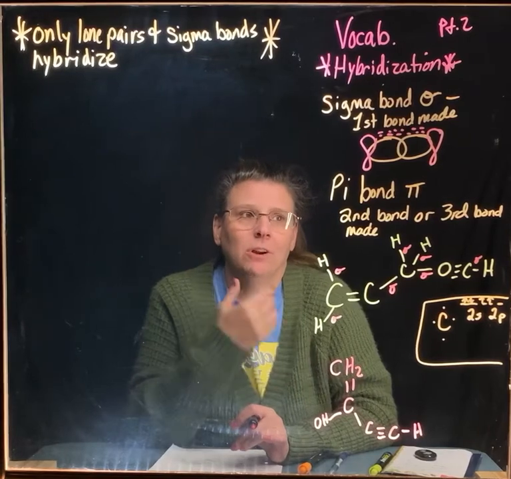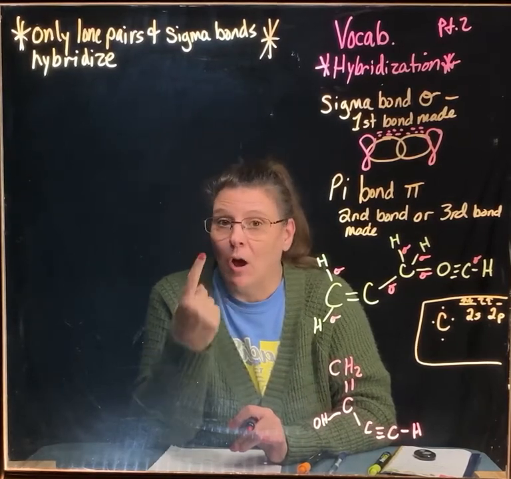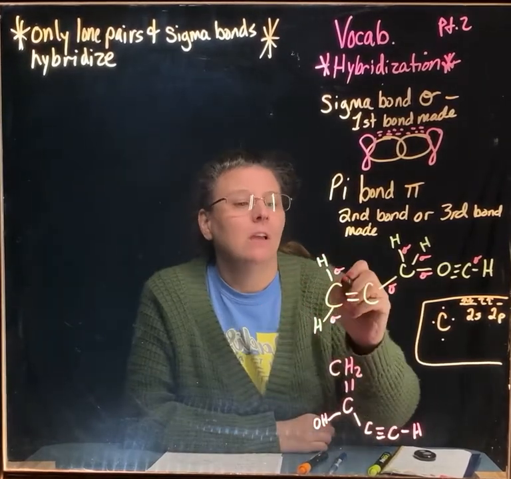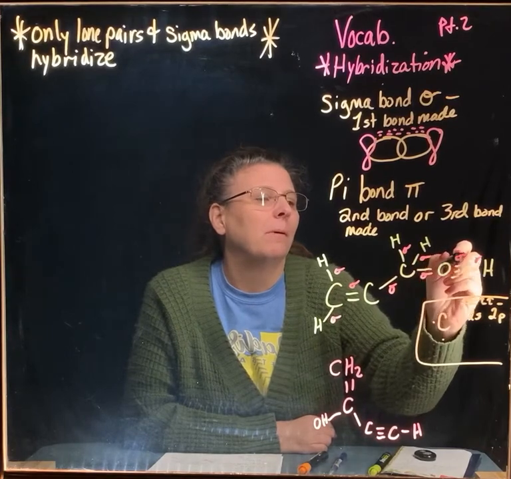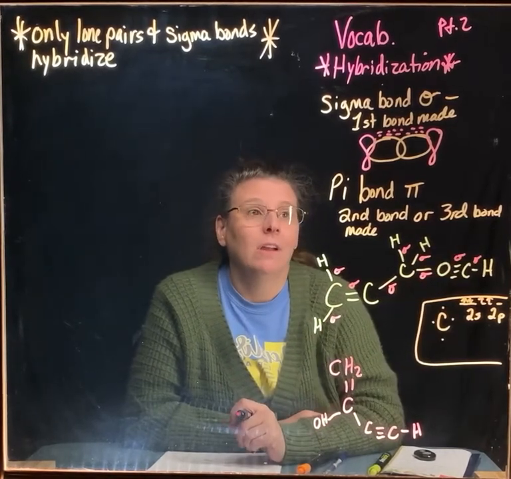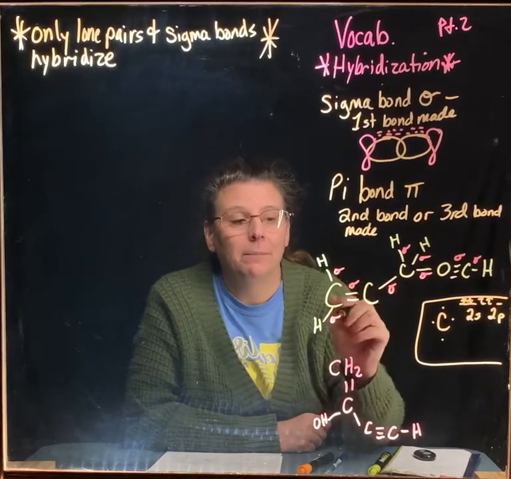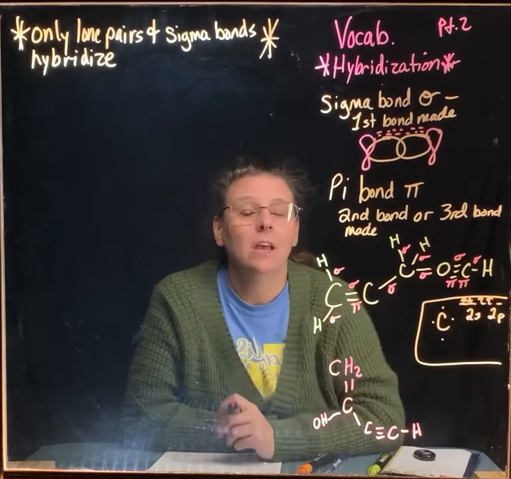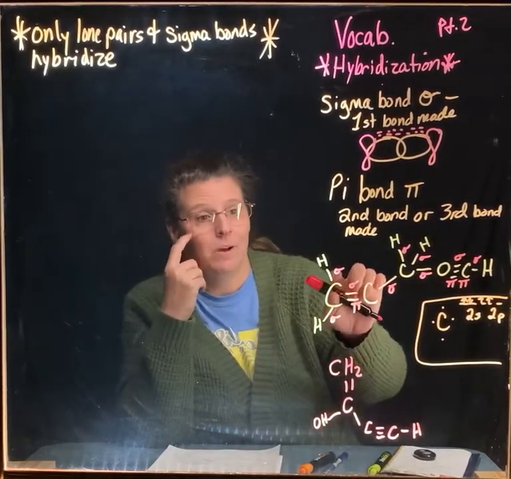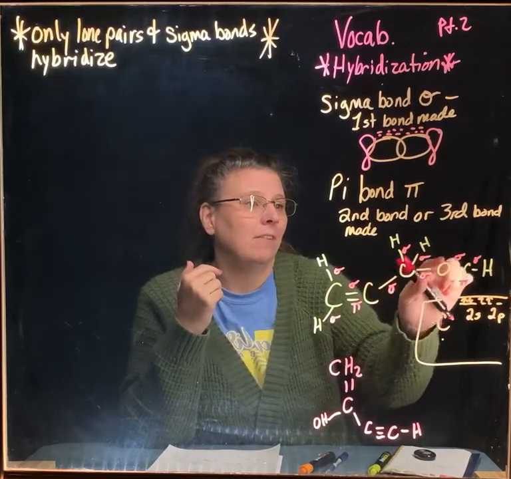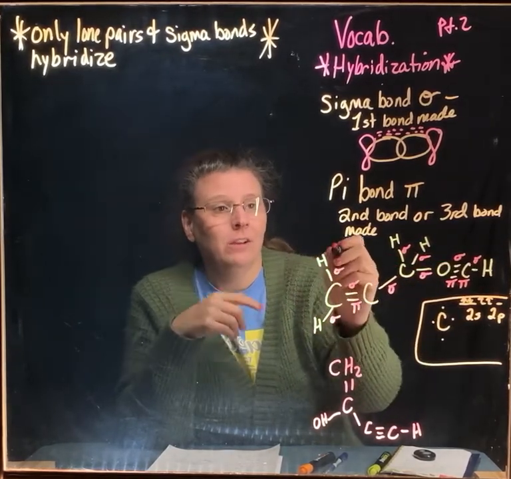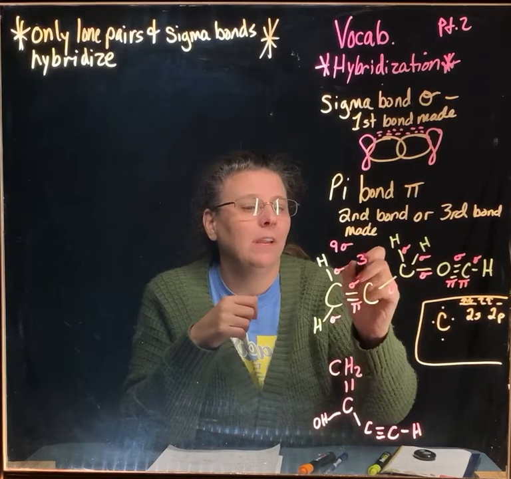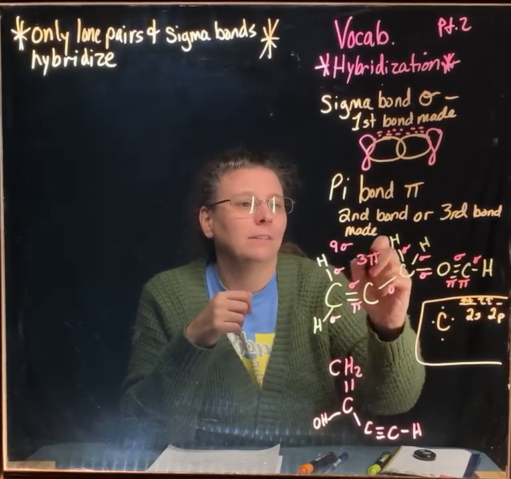Then we come into our double bonds and our triple bonds. There's always one sigma bond, and the rest are pi bonds. So there's a sigma bond here, and there's a sigma bond here. After that we get a pi bond, and here we have a pi bond and a pi bond. So how many sigma bonds do I have? I have 1, 2, 3, 4, 5, 6, 7, 8, 9. So in this molecule I have 9 sigma bonds, and I have 3 pi bonds. How does that happen?